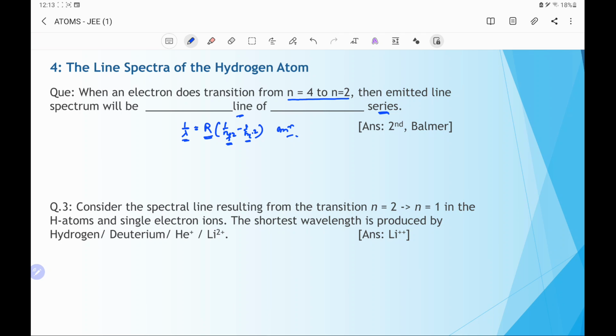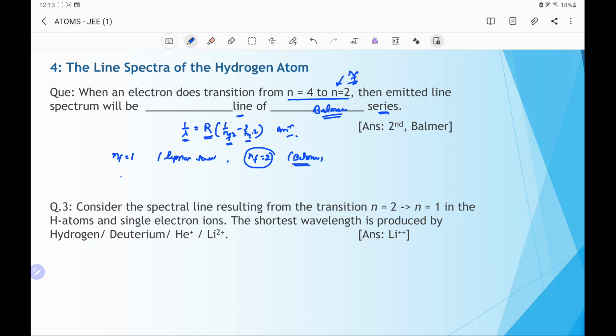We know that for nf equal to 1, we have the Lyman series. Similarly, for nf equal to 2, we will have the Balmer series. nf equal to 3 gives the Paschen series, nf equal to 4 gives the Brackett series, and nf equal to 5 gives the Pfund series. So nf equal to 2 gives the Balmer series, and this n equal to 2 is the final state. So we will have the Balmer series.